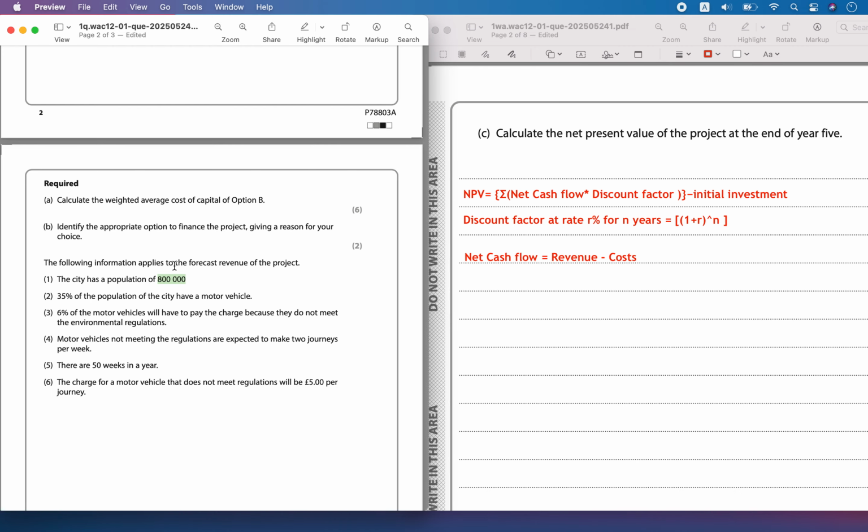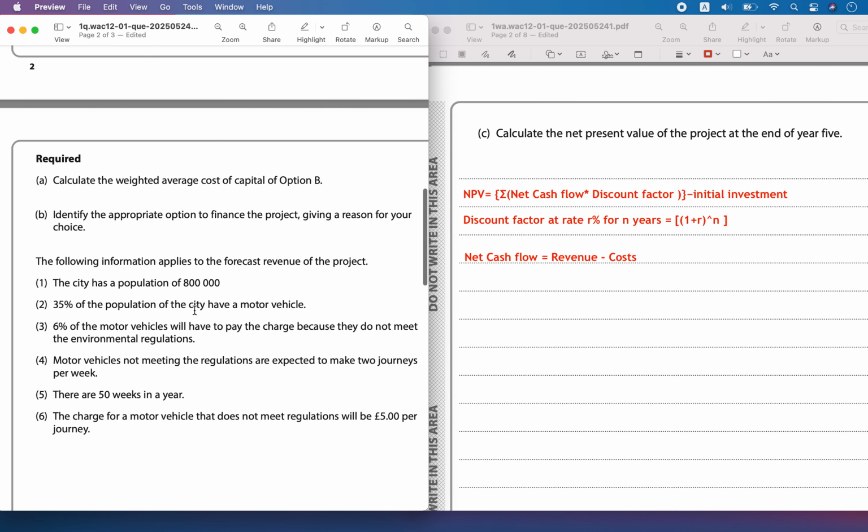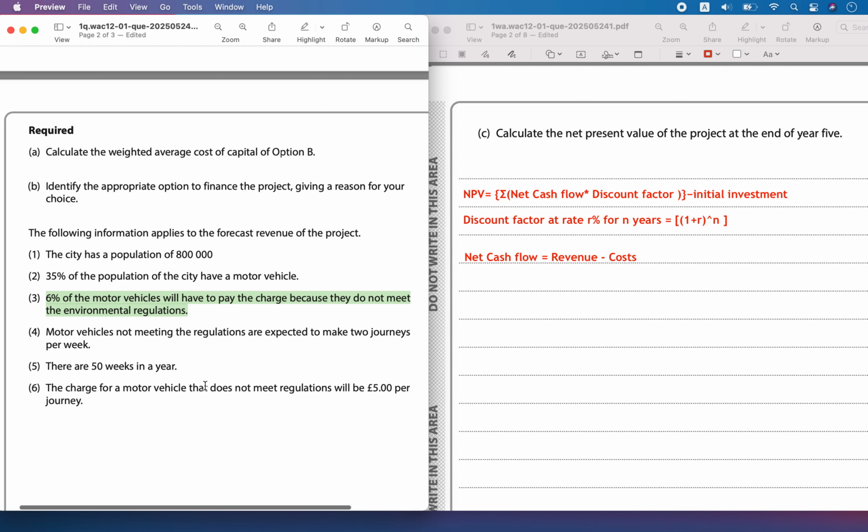First, the following information applies to the forecast revenue of the project. The city has a population of 800,000 people. 35% of the population of the city have a motor vehicle. 6% of the motor vehicles will have to pay the charge because they do not meet the environmental regulations, and motor vehicles not meeting the regulations are expected to make 2 journeys per week. There are 50 weeks in a year. The charge for the motor vehicle that does not meet the regulation will be around £5 per journey.